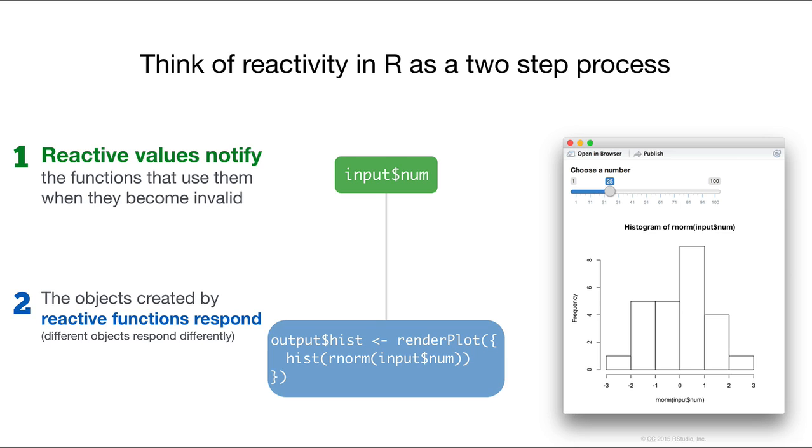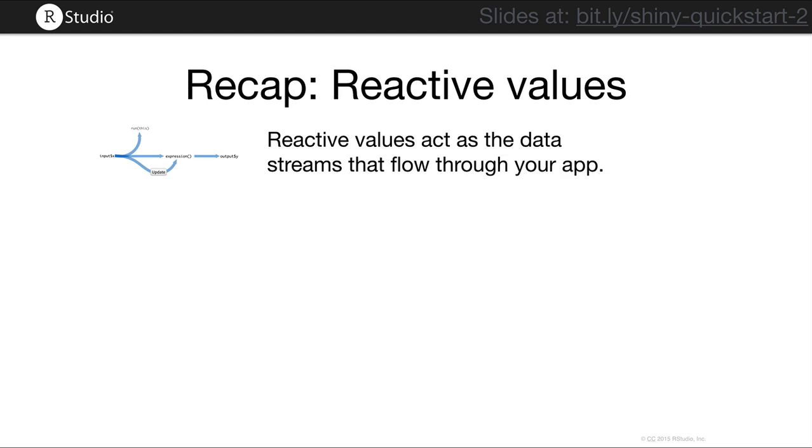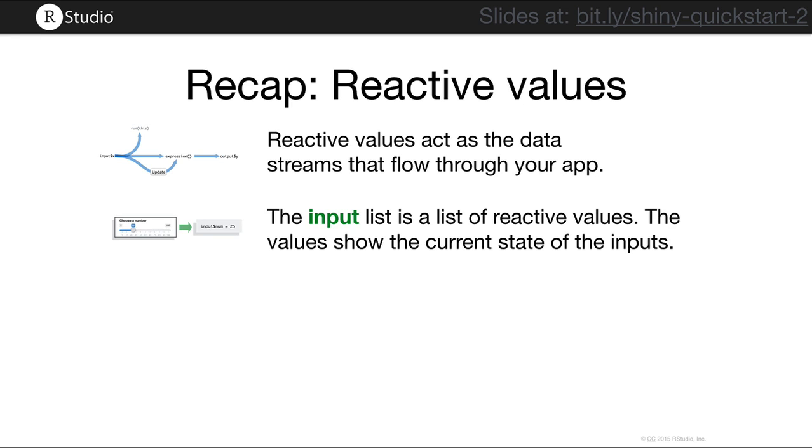Which means our job today will be to learn what the different reactive functions are that we can use and what they do. So let's recap reactive values before we look at all the functions we have at our fingertips. Reactive values act as a sort of data stream that flows through your apps. They're the changes that cause reactions downstream.